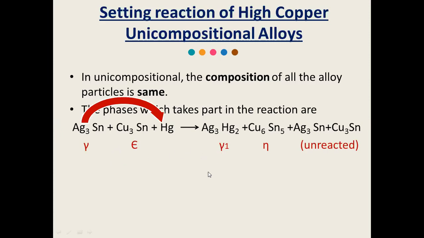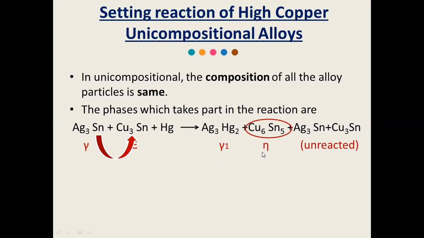Now, instead of forming the gamma 2 phase that we have seen in admixed alloy and in low copper also, here the tin contributes to the epsilon phase, and this epsilon phase gets converted into the eta phase. So this is very important: in the initial stage of the reaction, only the tin is used up in the formation of eta phase. Hence, there is no formation of the gamma 2 phase at all. And the remaining part is unreacted silver tin and copper tin.